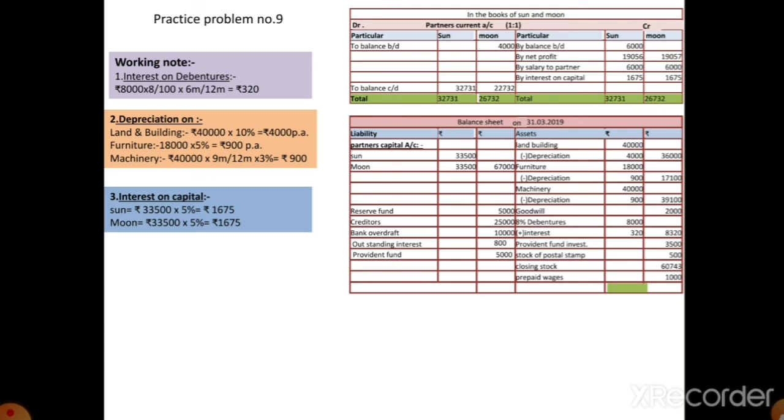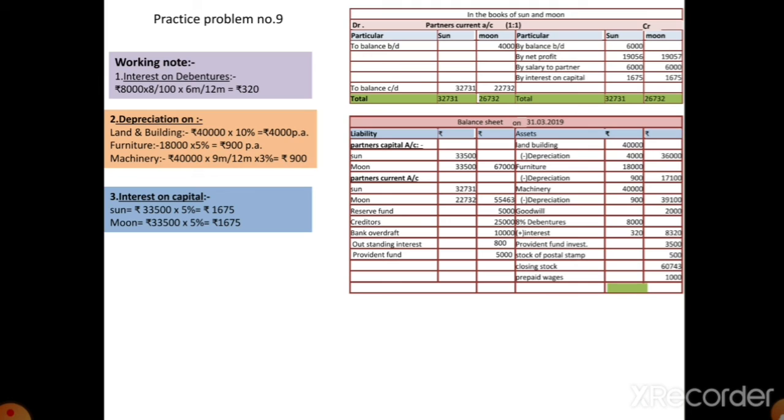Similarly, like Sun, we also close the Moon account. We take the total of the debit side and credit side. The credit side is more than the debit side, of course, so the closing balance of Moon is on the debit side. We write Moon's closing balance on the debit side as to balance carried down, amount 22,732, and the total of the Moon column is 26,732. Next, this balancing amount is transferred to the balance sheet.